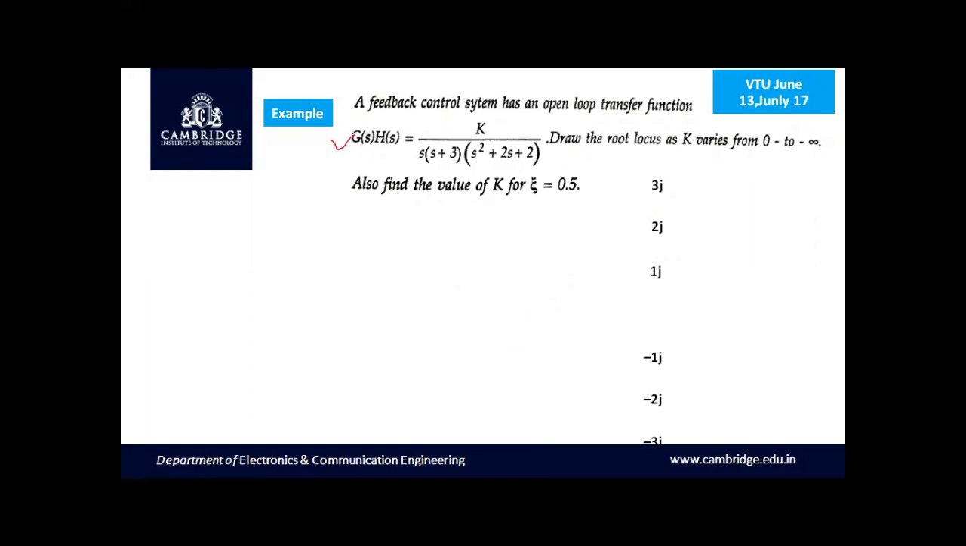Given the open loop transfer function, we have to construct the root locus by following the rules. Once after constructing the root locus, we have to find the value of K for zeta equal to 0.5, where zeta is nothing but the damping ratio. First, let us construct the root locus. Then, let us calculate the value of K for a given damping ratio.